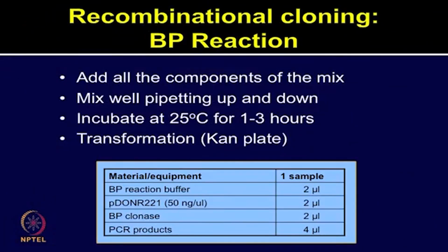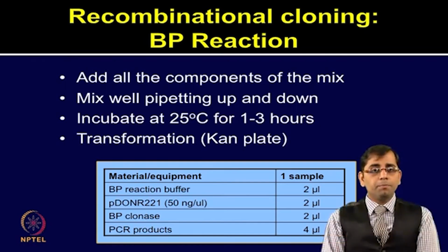You need to add various components which are shown in the table such as BP reaction buffer, pDONR 221 around 50 nanogram per microliter of DNA, BP clonase enzyme and PCR products. These are some of the specifications which can be modified according to the requirements.